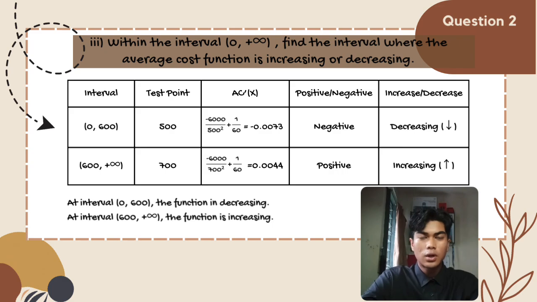So what we can conclude is for the interval 0 until 600, the average cost function is decreasing because it has a negative answer, while for 600 until positive infinity, we will have an increasing average cost function because it has a positive answer. So that's all from me.